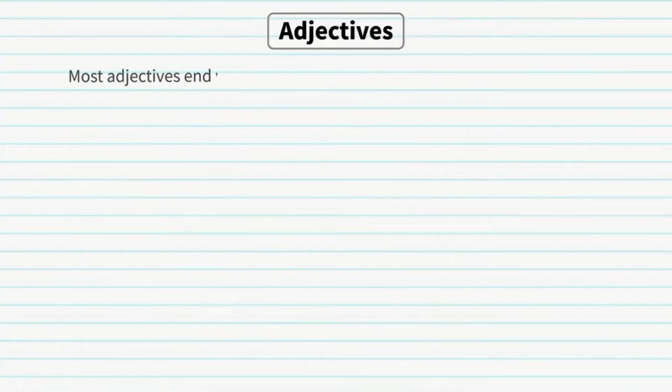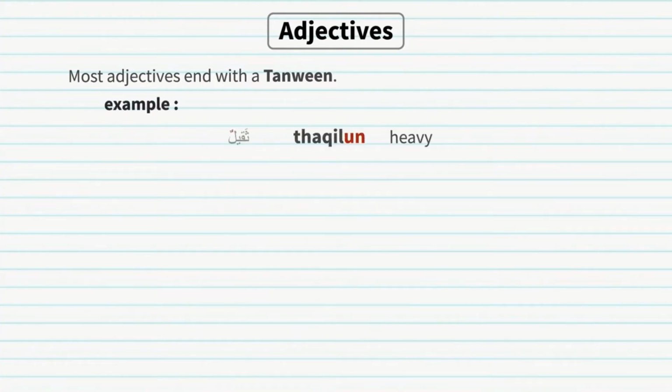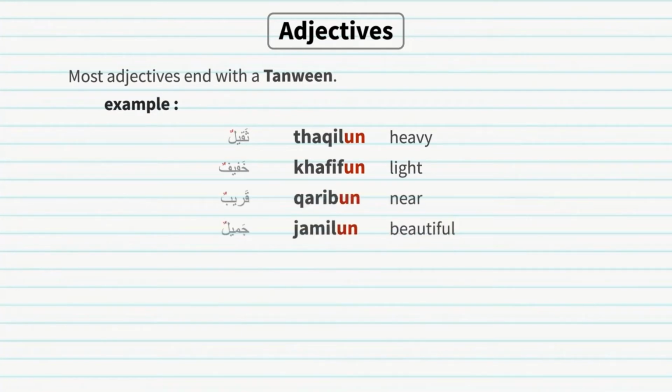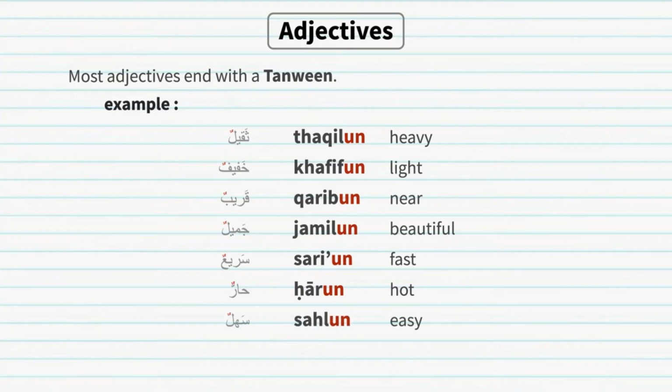Adjectives. Most adjectives by default also end with a tanween. For example, thaqeel, khafeef, qareeb, jameel, saree', har, sahl. But tanween on adjectives doesn't mean indefinite state, since heavy or light doesn't make any sense as indefinite.